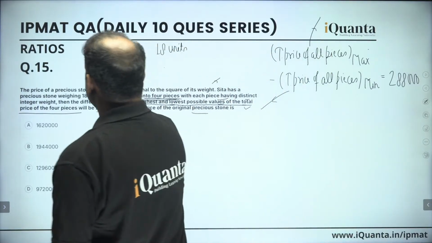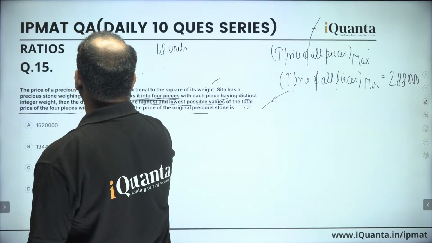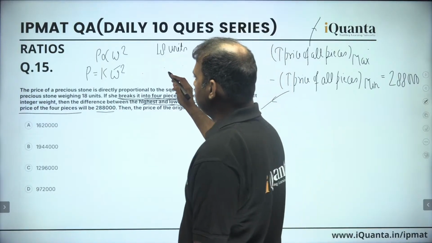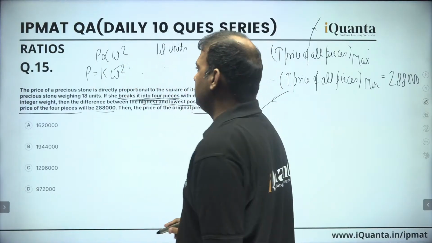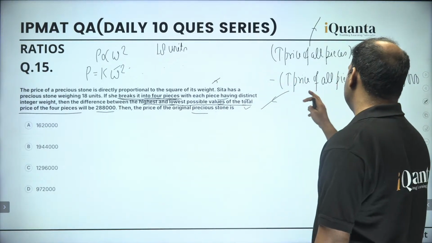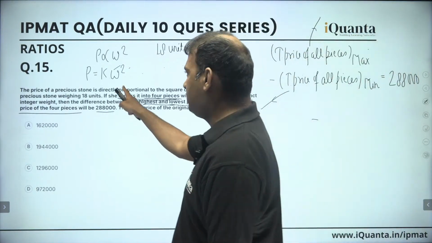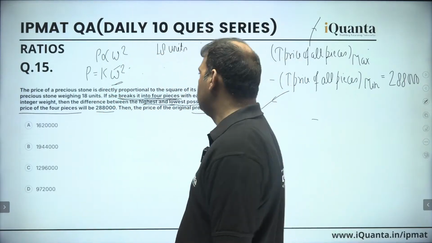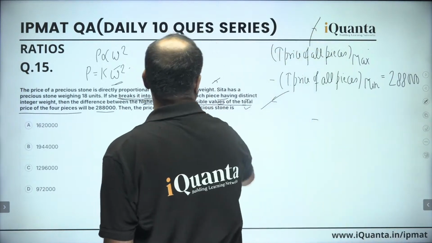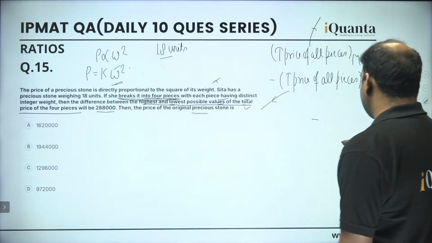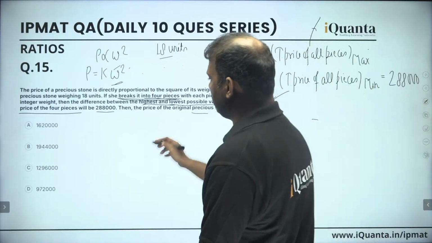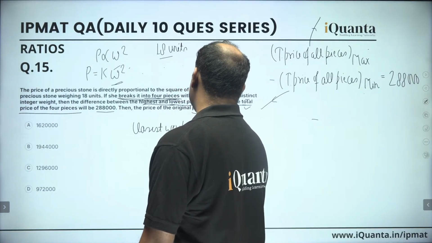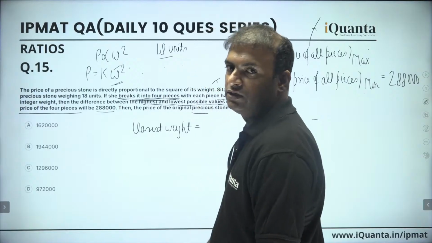Remember guys, price is proportional to W square, which you can also say K into W square. Now see, one thing is sure, this is a square. If you want to have the total price as minimum as possible, we have to keep the weights of the pieces as close to each other as possible. For example, here the total weight is 18, so for the minimum, the closest weights, since the total weight of all the 4 pieces is 18, what should they be?